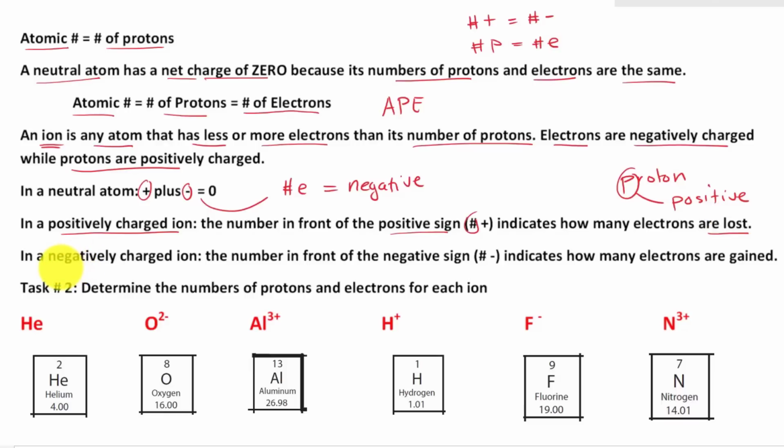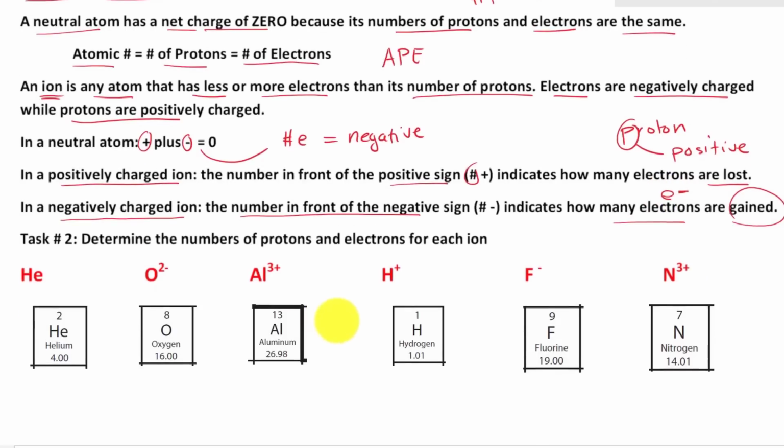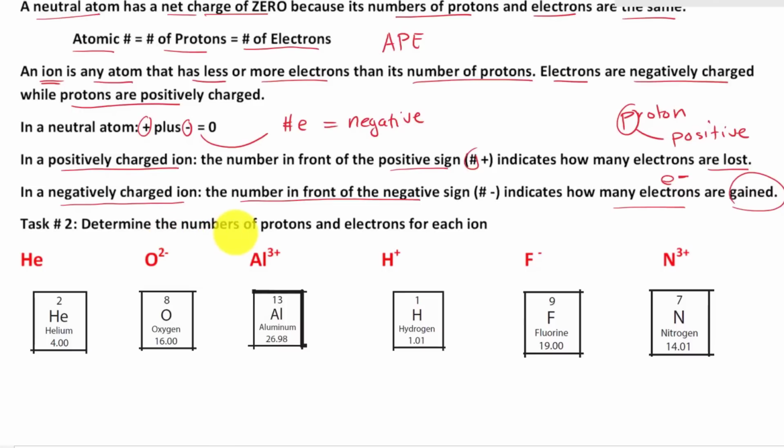Where if we have a negatively charged ion, remember we can only gain or lose electrons, not the protons. So the number in front of the negative sign indicates how many electrons are gained. Remember, electrons are negative. So you gain electrons, you have more negative charge now. Let's look at some examples. In this case, determine the number of protons and electrons for each ion, or atoms, I would say.